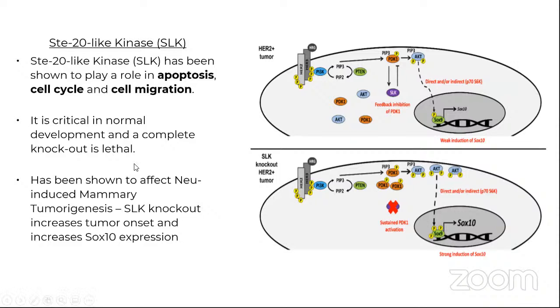To show how complex cancer is, let me give you an example from my past research experience. There are several proteins that play different roles within certain contexts. For example, ST20-like kinase, or SLK, is a protein that plays an important role in cellular processes such as proliferation, migration, and apoptosis. It affects embryo development and is shown to play a role in tumorigenesis. This was studied in a neu-induced mammary tumor model within mice. These experiments showed that SLK knockout mice developed tumors faster and showed an increased expression of SOX10, an important biomarker in cancer.